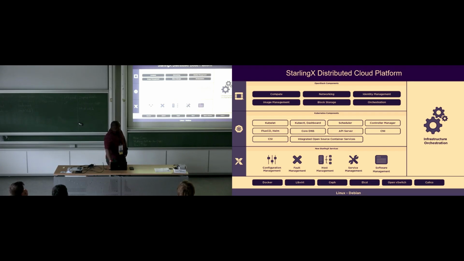And then at a lower layer, although they're technically managed by service management, are all the ones you're familiar with: Ceph, Keystone, etcd, Docker, and all this is currently on a Debian OS. I think we're on Bullseye? Trixie, sorry.